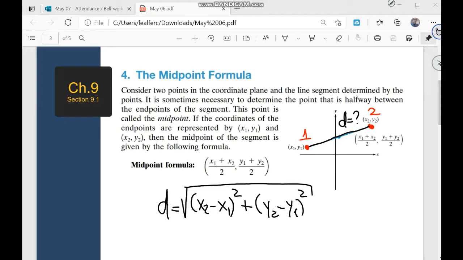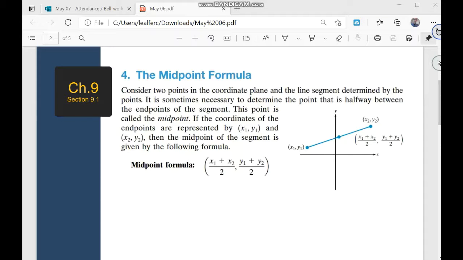But today, forget about this formula, because we will find not the distance between the 2 points, we will find the point that's right in the middle. The coordinates of the point that's right in the middle. So we have point 1, point 2, and right here, exactly in the middle, we have point M. Let's call this the midpoint. And the formula you can see here.